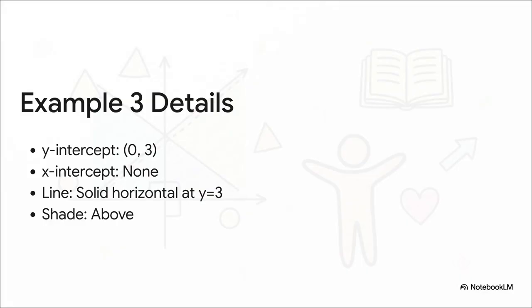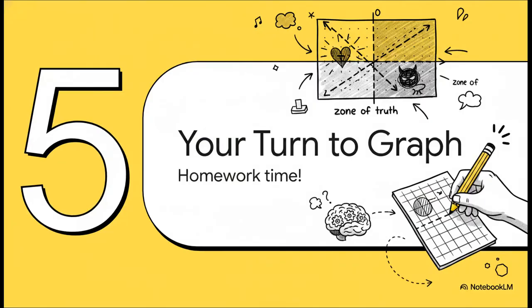To break down this anomaly, our y-intercept is simply (0, 3). Our x-intercept is, well, none. So we just draw a solid horizontal line straight through the number 3 on the y-axis. It's solid because of the equal to line in our symbol, remember? And since y is greater than 3, we just shade all the mathematical possibilities stretching out into the sky above it. Okay, part 5, your turn to graph.